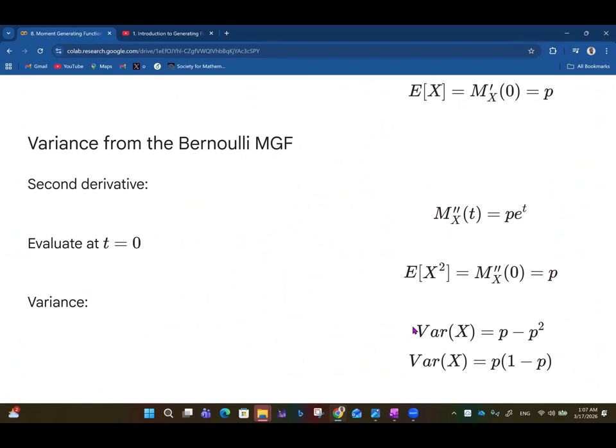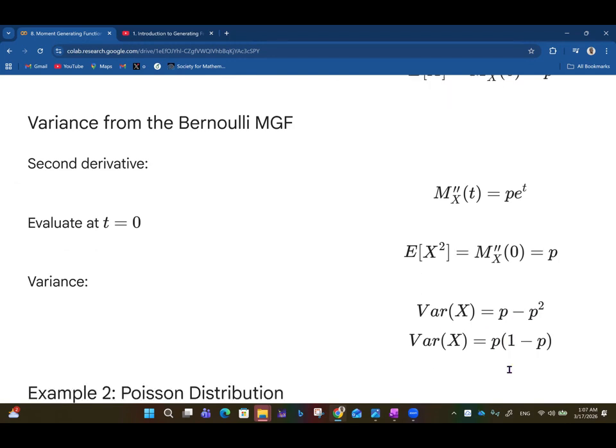So it tells you that the variance of x is the expectation of x squared, evaluated at 0, which will give you p. So you have p minus p squared. So the variance is p times (1 minus p) for Bernoulli.